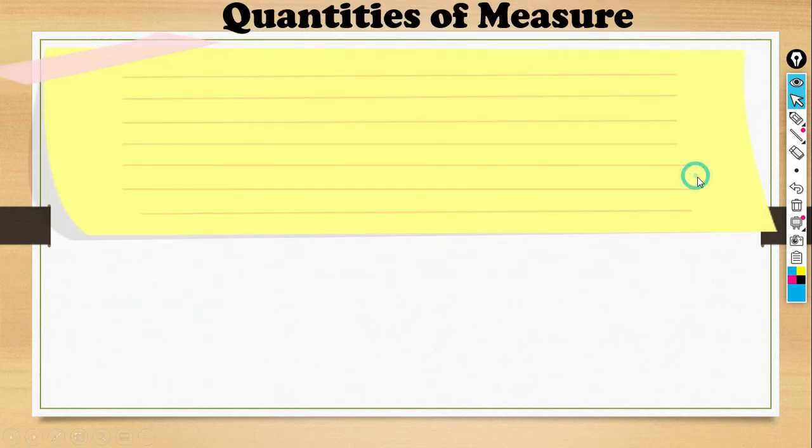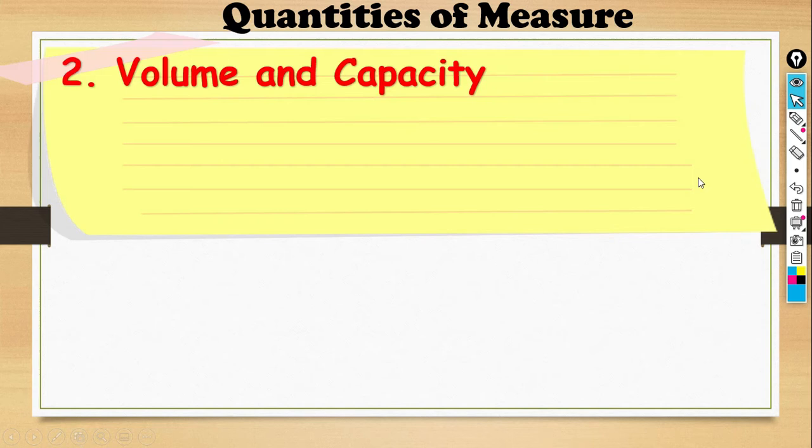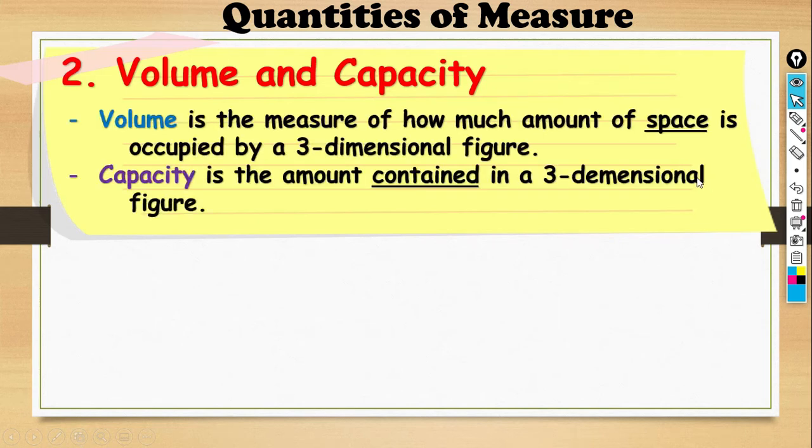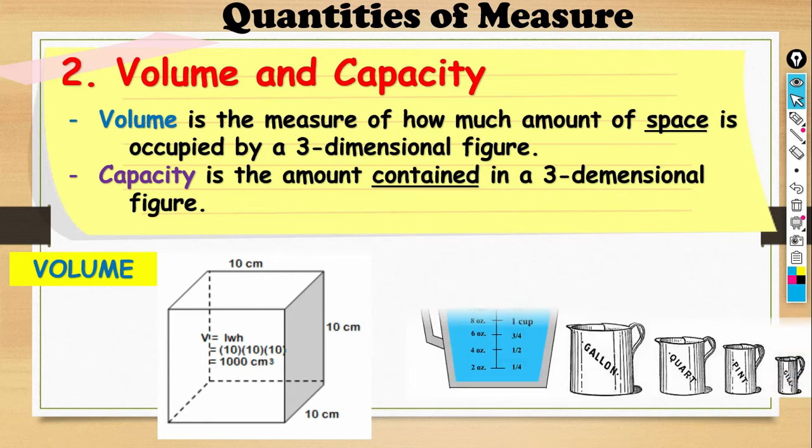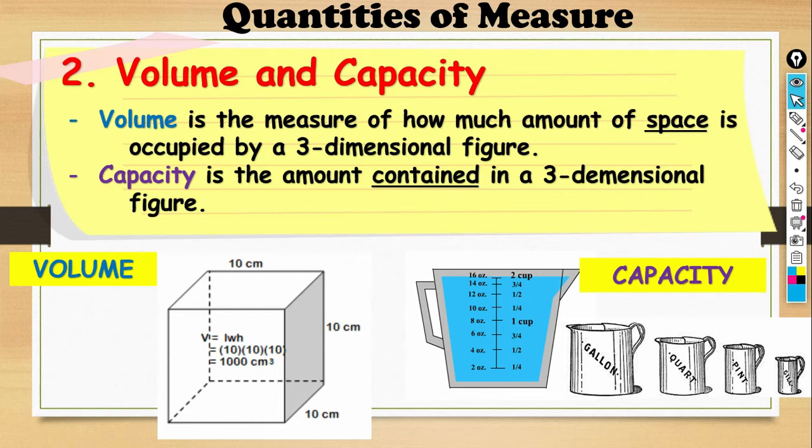Next, we have here the volume and capacity. Volume is the measure of how much amount of space is occupied by a three-dimensional figure, while capacity is the amount contained in a three-dimensional figure. So sa volume, halimbawa itong cube na to, para mahanap yung volume niya, mini-measure natin yung length, width, and height, and then minumultiply natin.